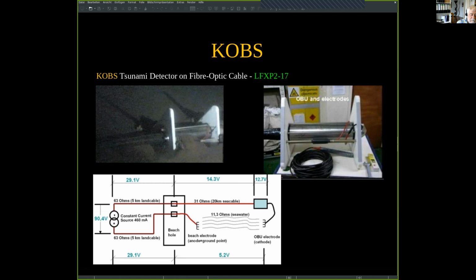And as far as the streamer is concerned, it has a current source that drives the electronics in the ocean bottom unit. Here you see a big picture while still on board. And here you see a picture of the electronics on the seafloor, which is at a depth of 2,200 meters. And this is a tabulation of all the power drops that occur in this setup. The current source drives the electronics at 460 milliamps. And then there is a 5 kilometer land cable to a beach hole near the shore.